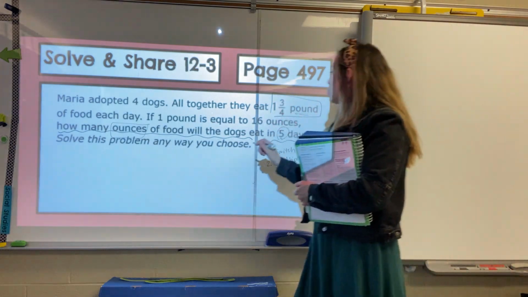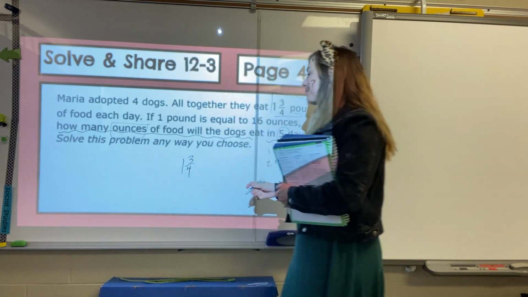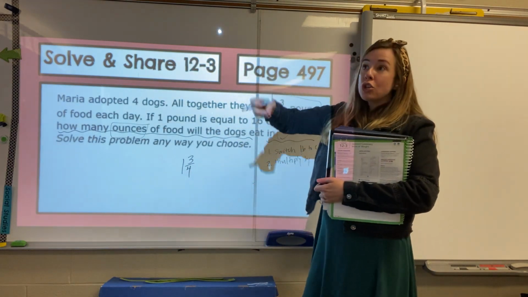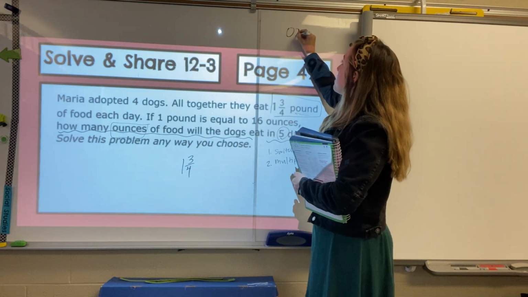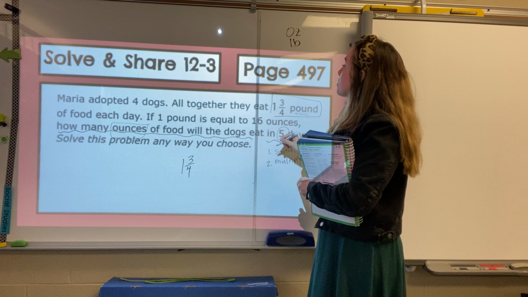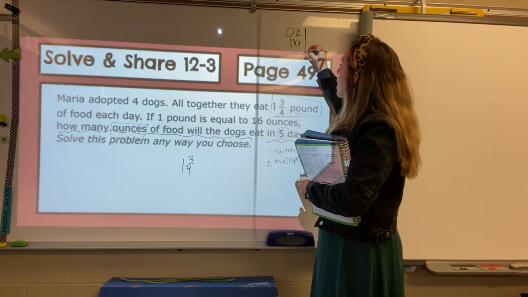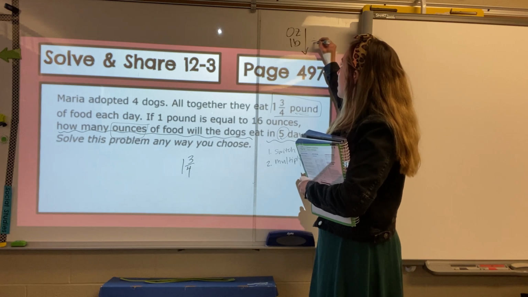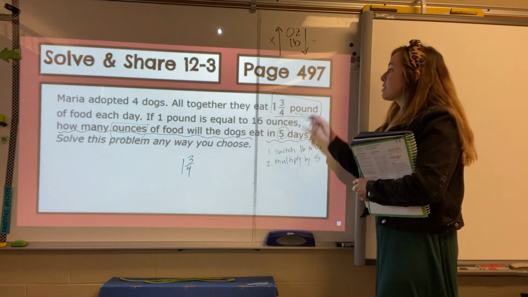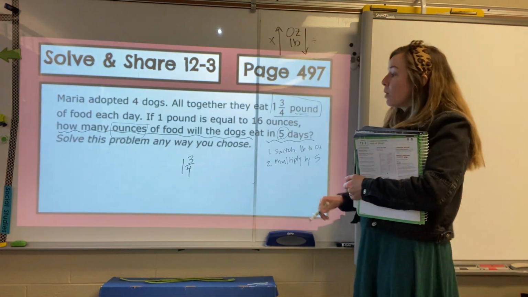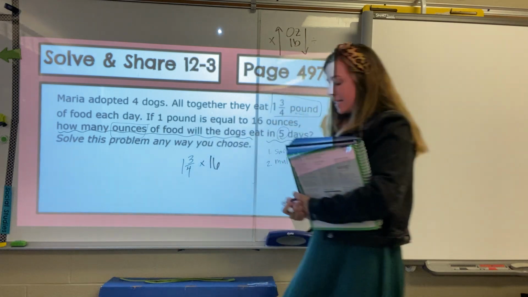So first, let's switch our 1 3/4 pounds to ounces. If I'm going from a larger unit of measure to a smaller one, I know I'm going to multiply. We've talked about ounces and pounds so far. When we go from a smaller one to a larger one, we divide. When we go from a larger one to a smaller one, we multiply. And so we're going from pounds to ounces, so we're going to multiply. So I have to do 1 3/4 times 16 here.